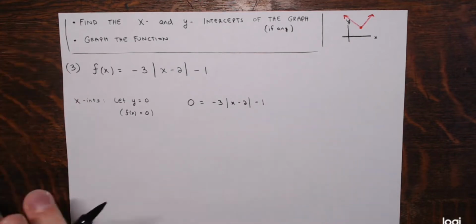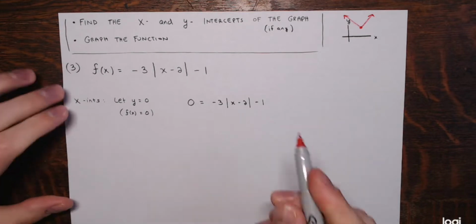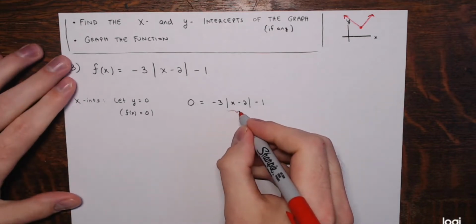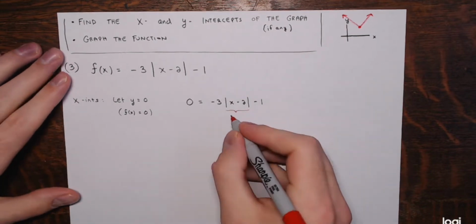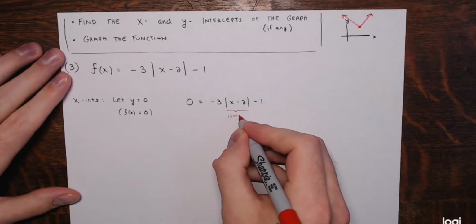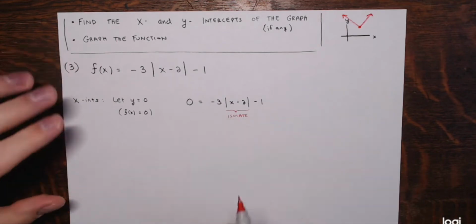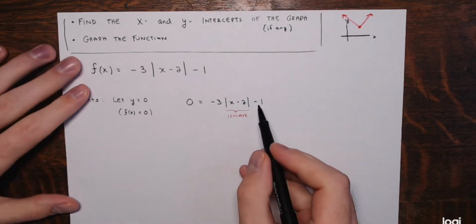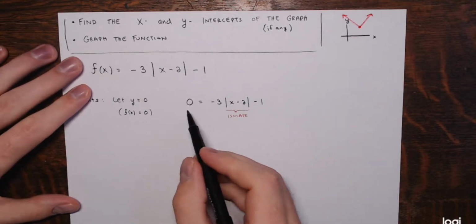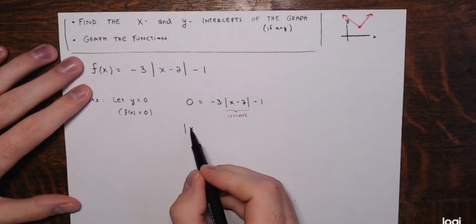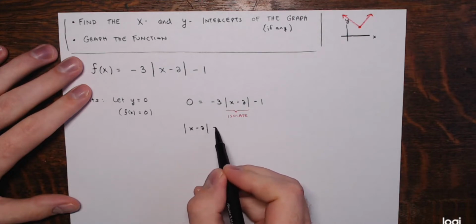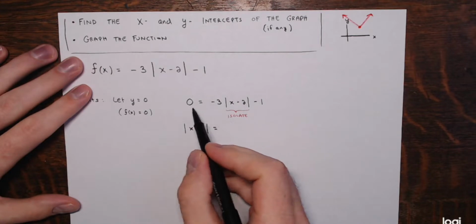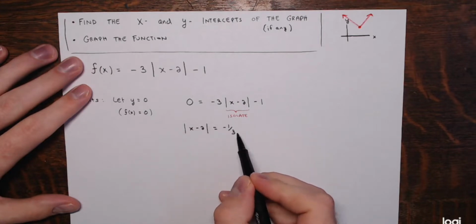So hopefully you remember this, right? This has been brought up in a previous video. I don't know how long it's been, but to solve an absolute value equation, you isolate the absolute value. So this absolute value of x minus 2, going to get that alone. So we would add 1 divided by negative 3. So we'd have the absolute value of x minus 2 equals 1 divided by negative 3, that's negative 1/3. This can't happen.